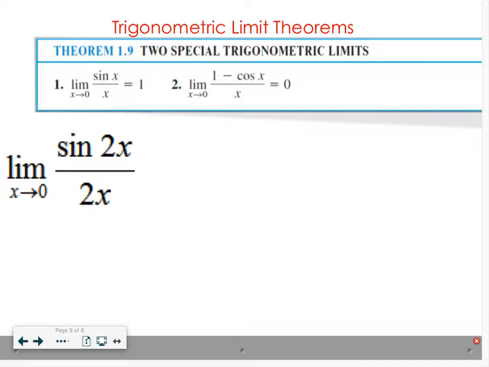Well, we can't cancel out the 2's because this 2 is inside of the sine. We can't take it out. But as long as whatever is the angle for the sine is the same as the denominator, then the rule still matches. That could be the sine of star over star, and it's still going to work. As long as that angle matches the denominator, we're good.